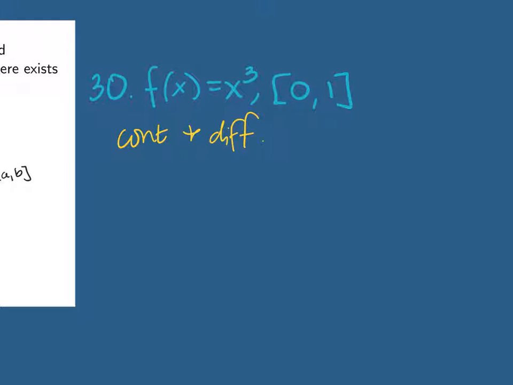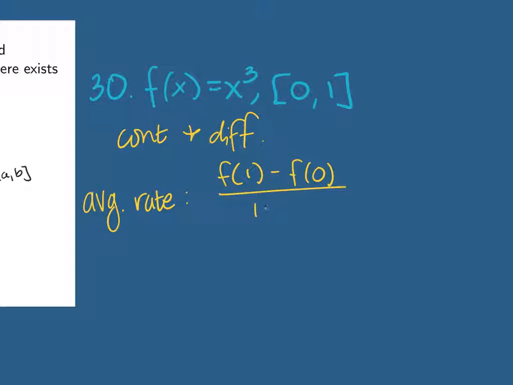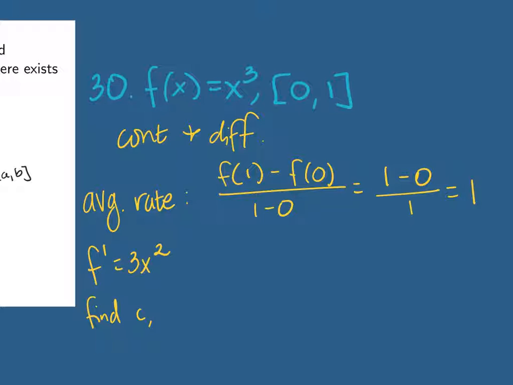So then since we're continuous and differentiable, what we now need to do is find our average rate of change. So it's going to be f of 1 minus f of 0 over 1 minus 0. So this is going to be 1 cubed, which is just 1, minus 0 cubed, which is just 0, over 1. So the average rate of change is equal to 1. And then we need to find the instantaneous rate. So f prime is going to be equal to 3x squared. And now we need to find the c that makes the following true: 3x squared equal to 1.